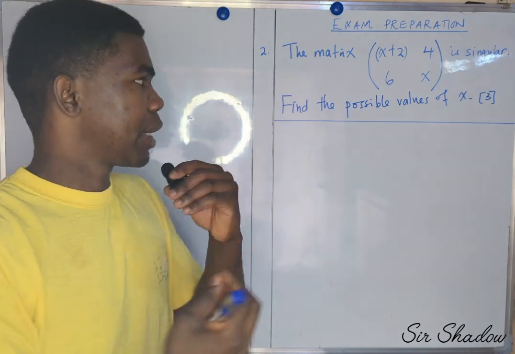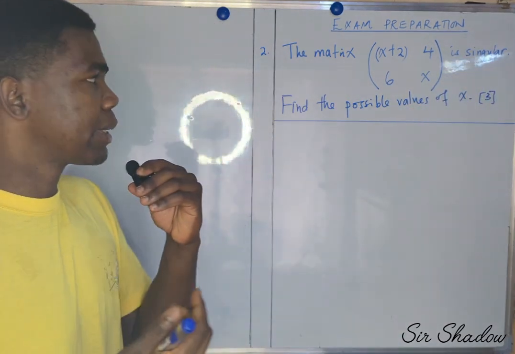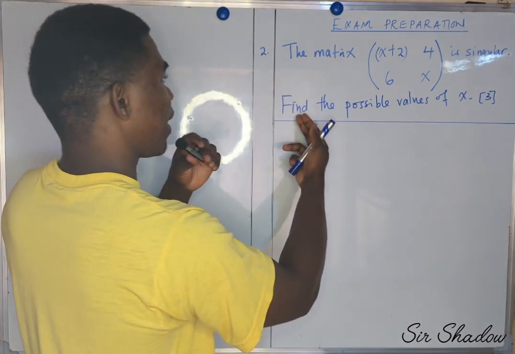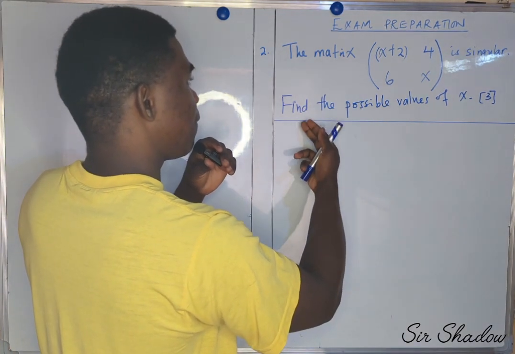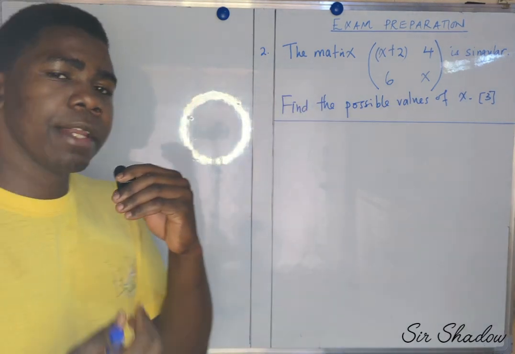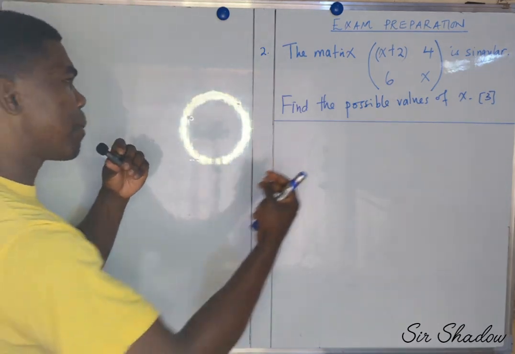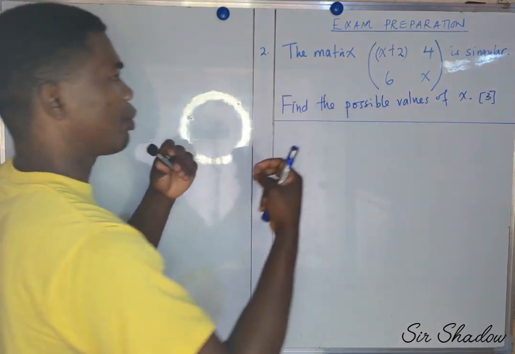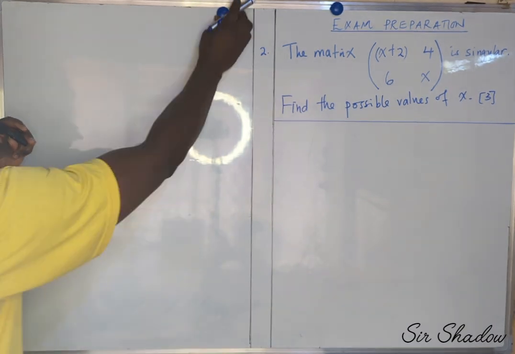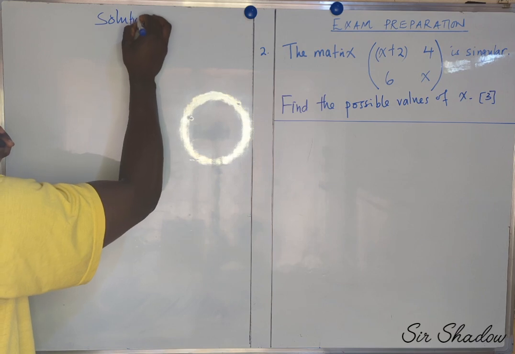Then this matrix we are given is said to be singular, right? So we were asked to find the possible values of x. We want to find the possible values of x. So what's more important here when dealing with a singular matrix? Let's consider this solution.